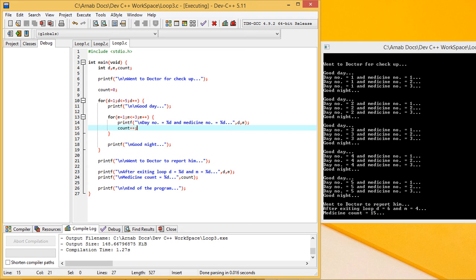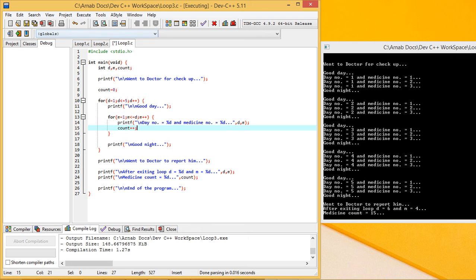Now let us suppose that the doctor told me to take 1 tablet on day 1, 2 tablets on day 2, 3 tablets on day 3, 4 tablets on day 4 and 5 tablets on day 5. In that case, how many tablets am I going to take? That is D number of tablets. So D, if it is 1, then 1 tablet. If it is 2, then M will be ranging from 1 to 2. That means 2 tablets. In this way, the thing will take shape.